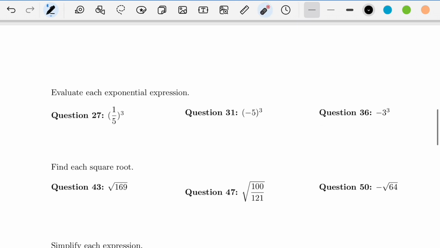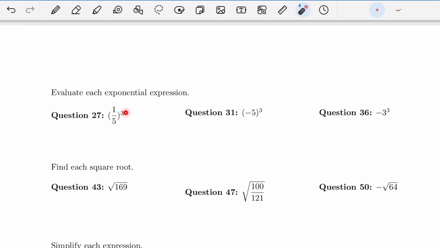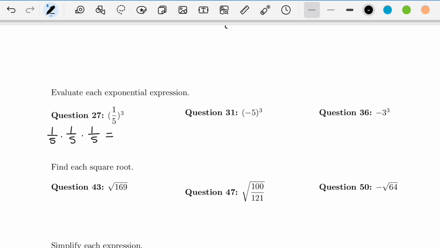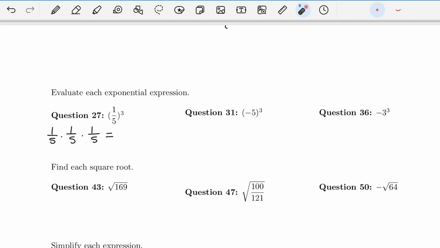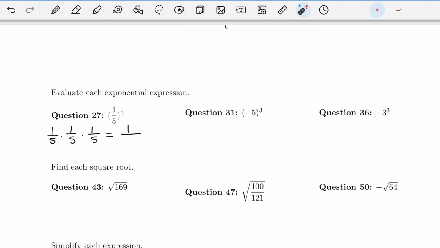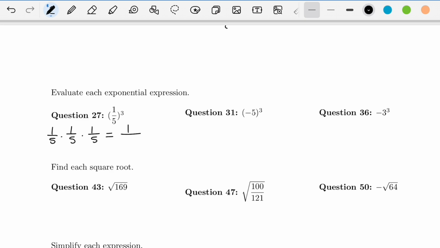So here we have 1 over 5 cubed. So this is going to be 1 over 5 times itself 3 times. So this will be 1 over 5 times 1 over 5 times 1 over 5. So not too bad. When we're multiplying fractions like this, we know that we're going to multiply the top. So we have 1 times 1 times 1, so that'll just be 1 on the top. And on the bottom, we're going to multiply these guys as well. We have 5 times 5 times 5, so that'll be 5 cubed, and that'll be equal to 125.